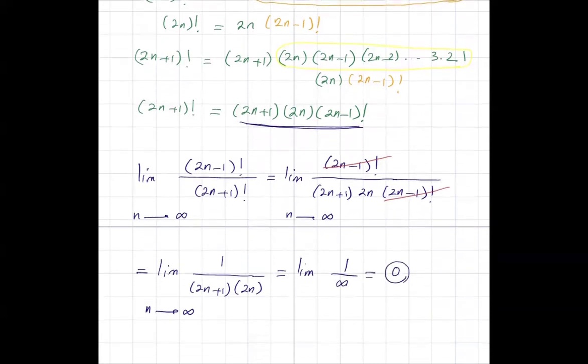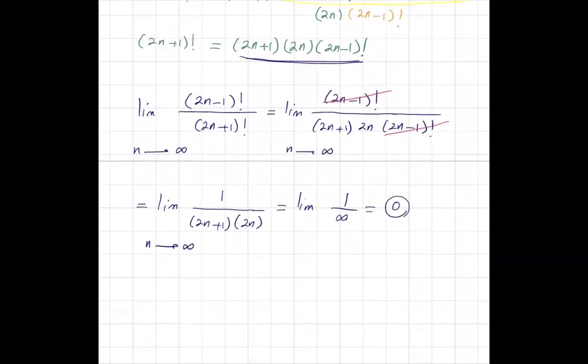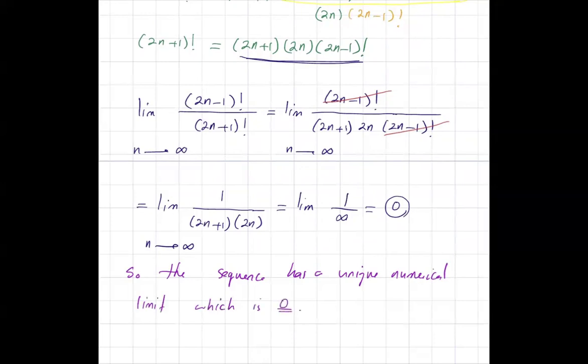So what's the meaning of that? It means that the sequence has a unique numerical limit, which is 0. So the sequence converges to 0.